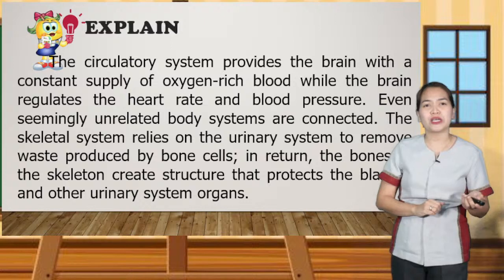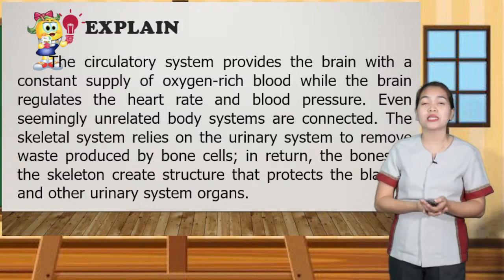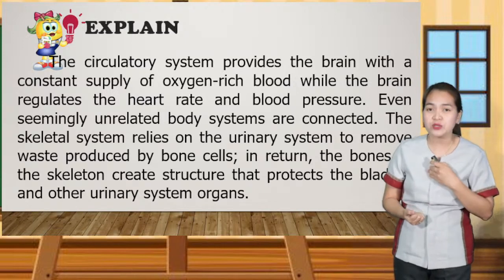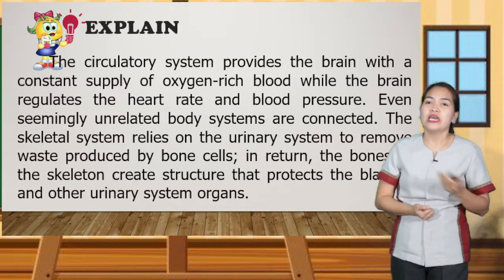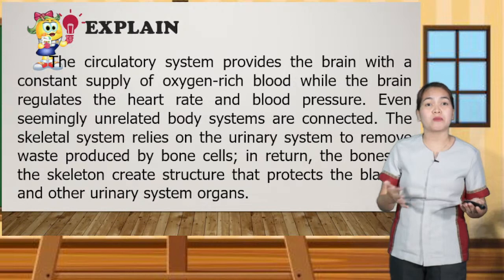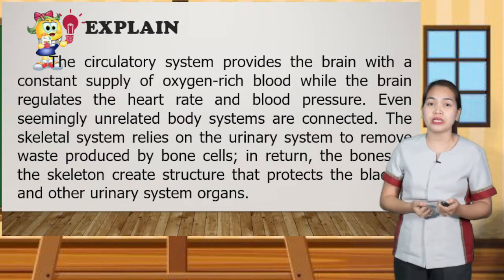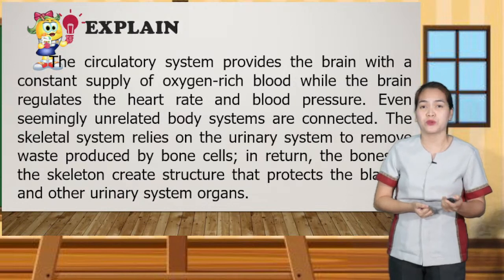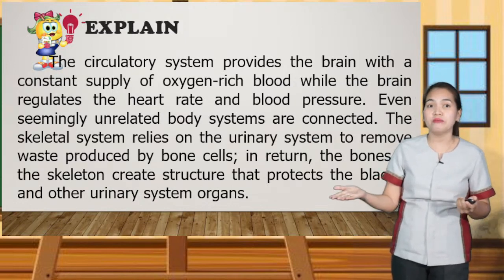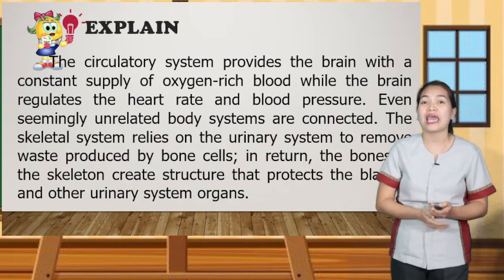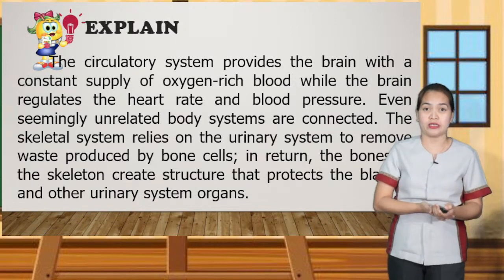The circulatory system provides the brain with a constant supply of oxygen-rich blood, while the brain regulates heart rate and blood pressure. Even seemingly unrelated body systems are connected. For example, the skeletal system relies on the urinary system to remove waste produced by bone cells. In return, the bones of the skeleton create structure that protects the bladder and other urinary system organs.